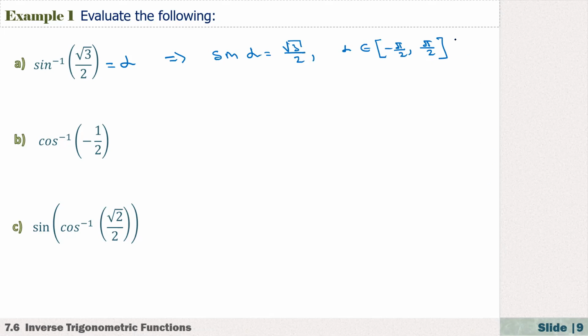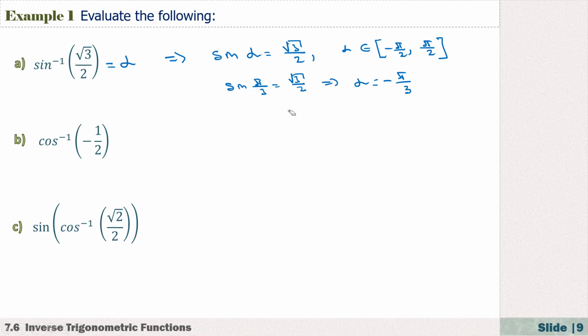So we know that in the first quadrant, that is from 0 to pi over 2, the sine function is positive. And how about the fourth quadrant? We know the sine function is an odd function. Now from here, we know that sine of pi over 3 is equal to square root of 3 over 2. So from here, what is alpha? Alpha should be equal to minus pi over 3.